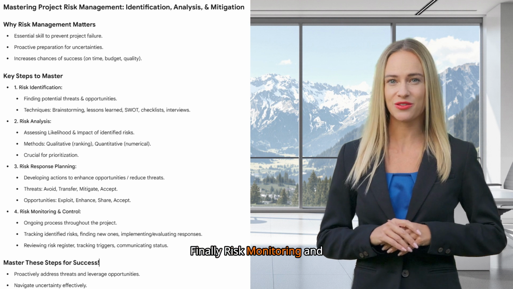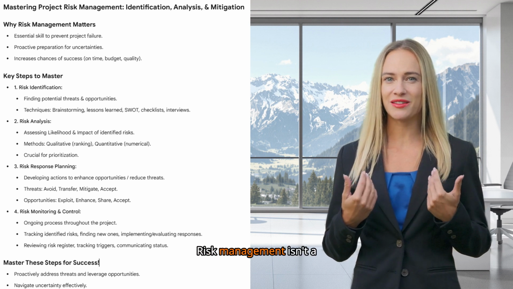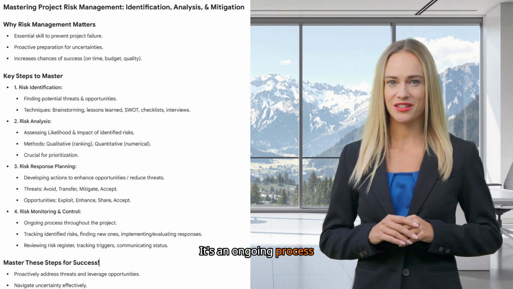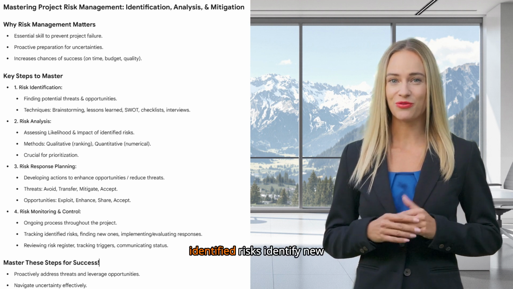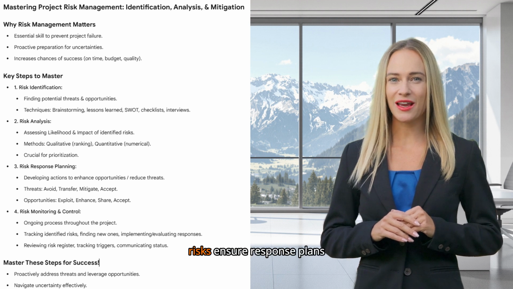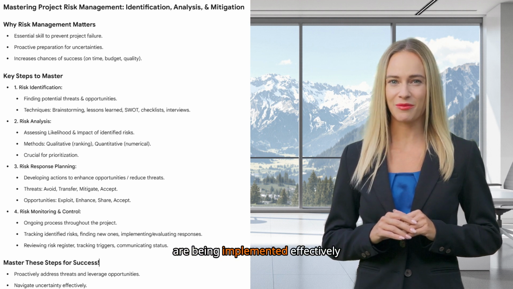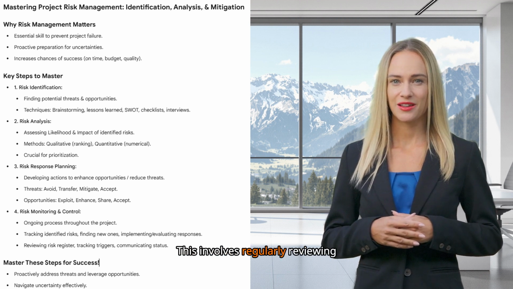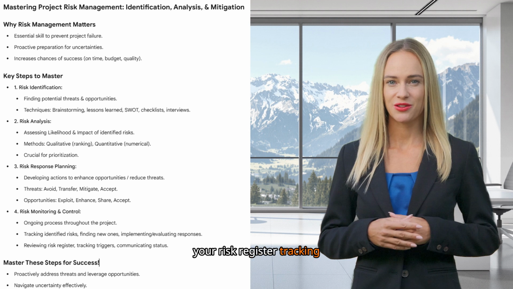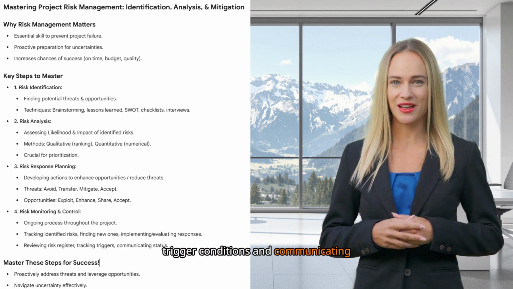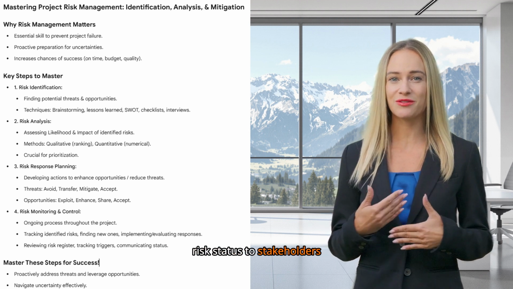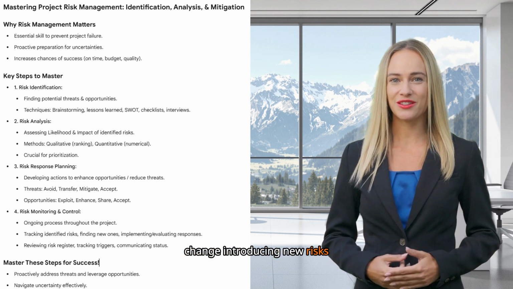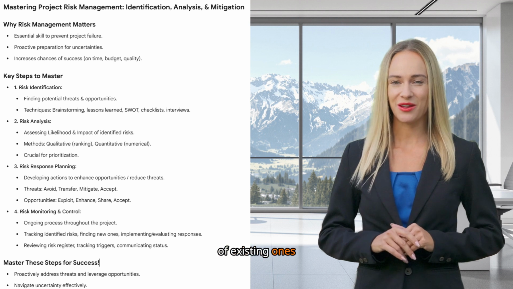Finally, risk monitoring and control. Risk management isn't a one-time activity at the start of a project. It's an ongoing process. You need to monitor identified risks, identify new risks, ensure response plans are being implemented effectively, and evaluate their effectiveness. This involves regularly reviewing your risk register, tracking trigger conditions, and communicating risk status to stakeholders. The project environment can change, introducing new risks or altering the status of existing ones.